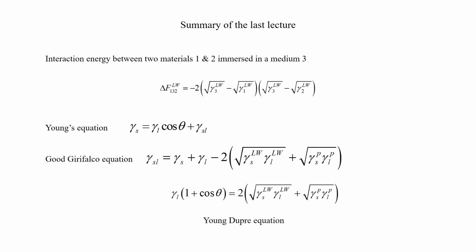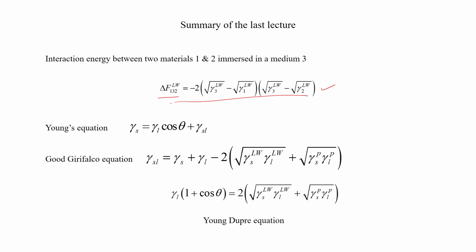In the last lectures, I described the interaction energy between two materials 1 and 2 which are immersed in a medium 3. The interaction energy, delta F 132 LW, the Lifshitz-van der Waals component, is given by this equation. If we analyze this equation, we can state when there will be attraction between materials 1 and 2 in medium 3, and when there will be repulsion. We also talked about a few special cases.